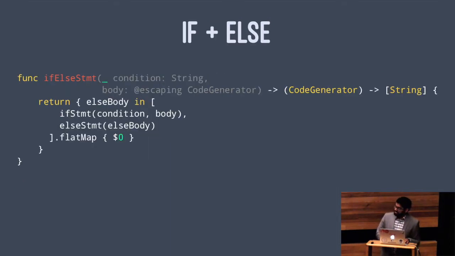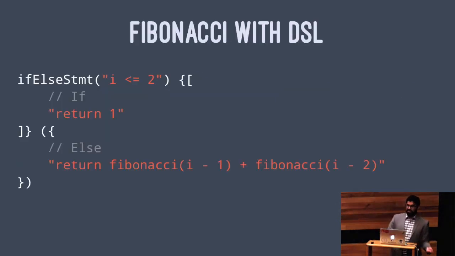If else is pretty much the composition of if and else, and we essentially return a closure that will take the else body. So in this case, if else has the same signature as if. It's taking the if condition and the if body, but it returns a function that you will then pass another closure to. To illustrate, this is Fibonacci rewritten with if else. So now we're able to show that we have built something quite expressive, but we haven't said what the syntax of an if statement is.